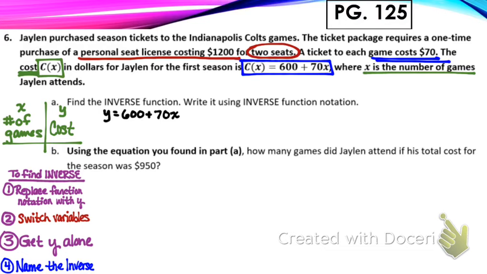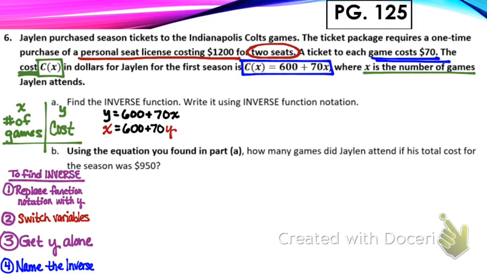X and Y mean input and output, right? Do they have special meaning in this problem, or is it just input-output? Just input-output. Special is when my letters specifically tell me something, like L for length and W for weight. Here, X means input. They told me what it meant, but it's not special. That's absolutely right. So after I replace my function notation with Y, I'm going to switch my input and output variables. X equals 600 plus 70Y.